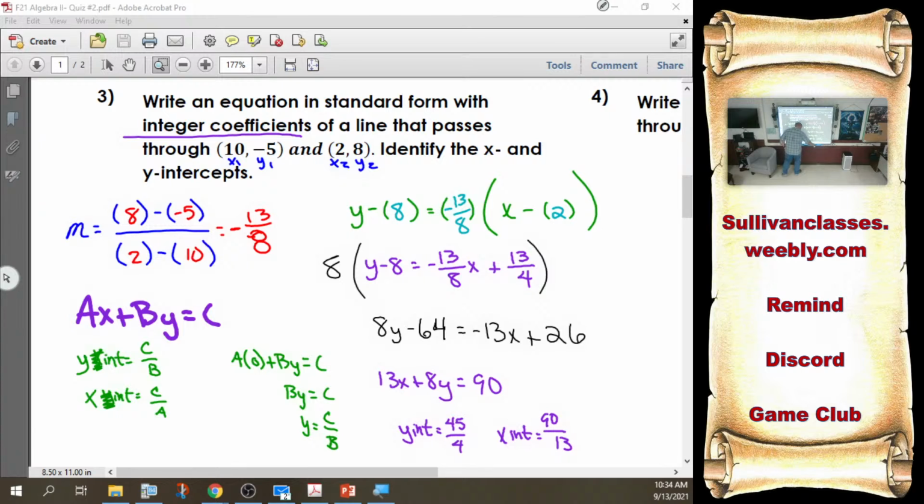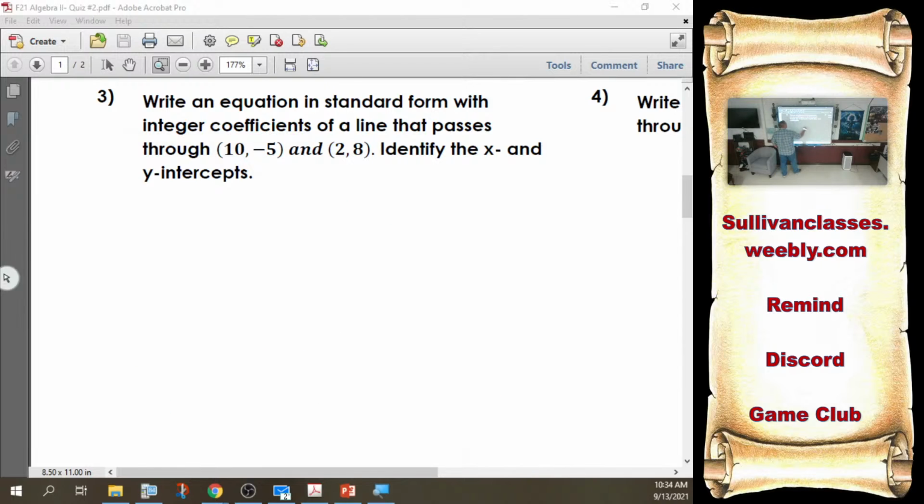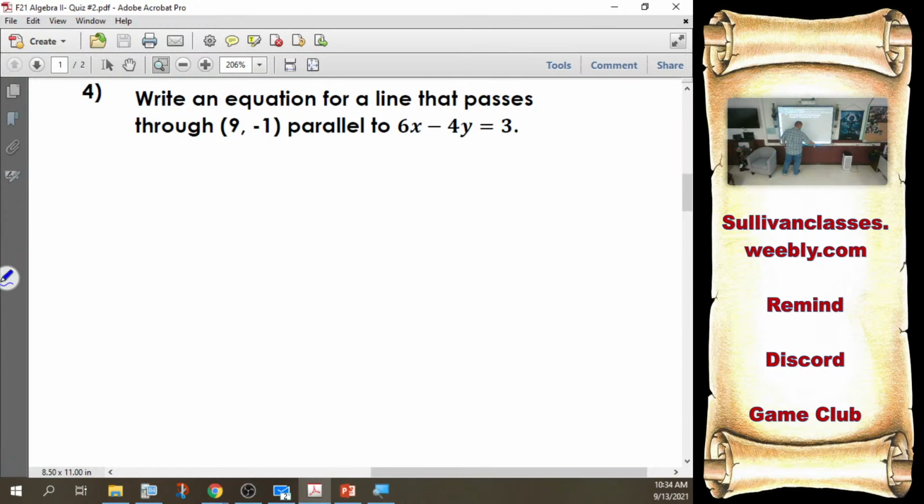So, please make sure that on 2 and 3 you actually do what it says. Find the intercepts, don't just get the equation. Find the slope and y-intercept, don't just get the equation. Write an equation for a line that passes through this point, parallel to this. As soon as I hear the words parallel and perpendicular, what's the only thing about this equation that I care about? Do I know what the slope is right now? Nope. So you can either say negative a over b, or rearrange it, get it in slope-intercept form. If I subtract 6x, we get negative 4y is negative 6x plus 3. Divide by negative 4. Negative 6 over negative 4 reduces to 3 halves. What's the only thing in there I care about? Just that slope.